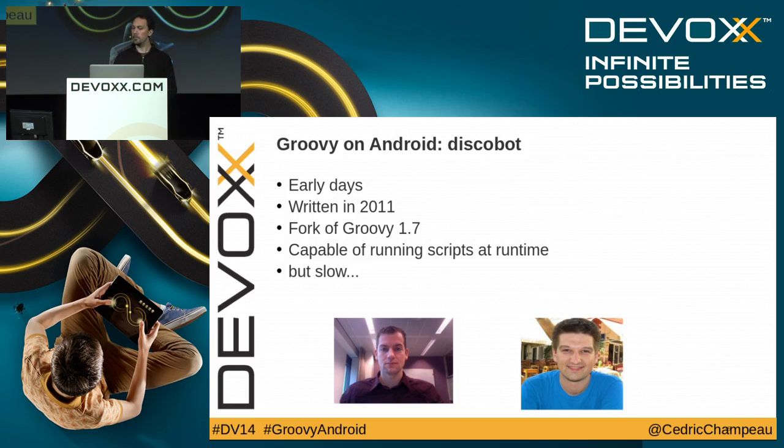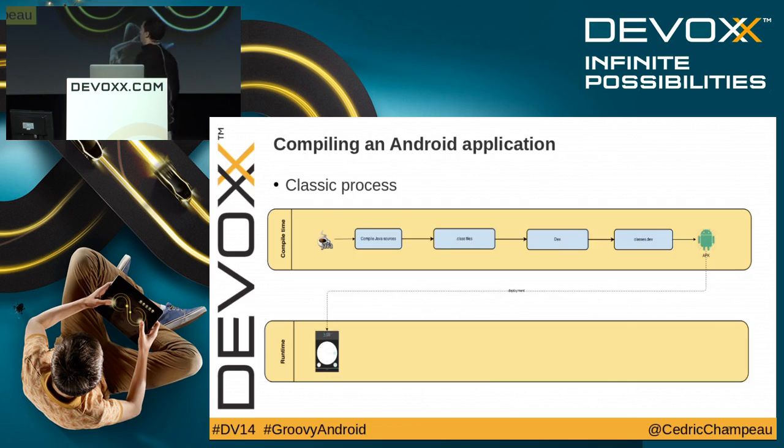So it was in 2011, and you might ask, okay, so if it was available at that time, why am I doing this talk today? I'll come to that. The thing is that their main focus was running scripts at runtime on a device. So compiling a Groovy script and running it on a device. And it was more than that, it was running the full Groovy test suite on a mobile device. So it worked, but it was a bit slow. So let's explain why it was slow actually.